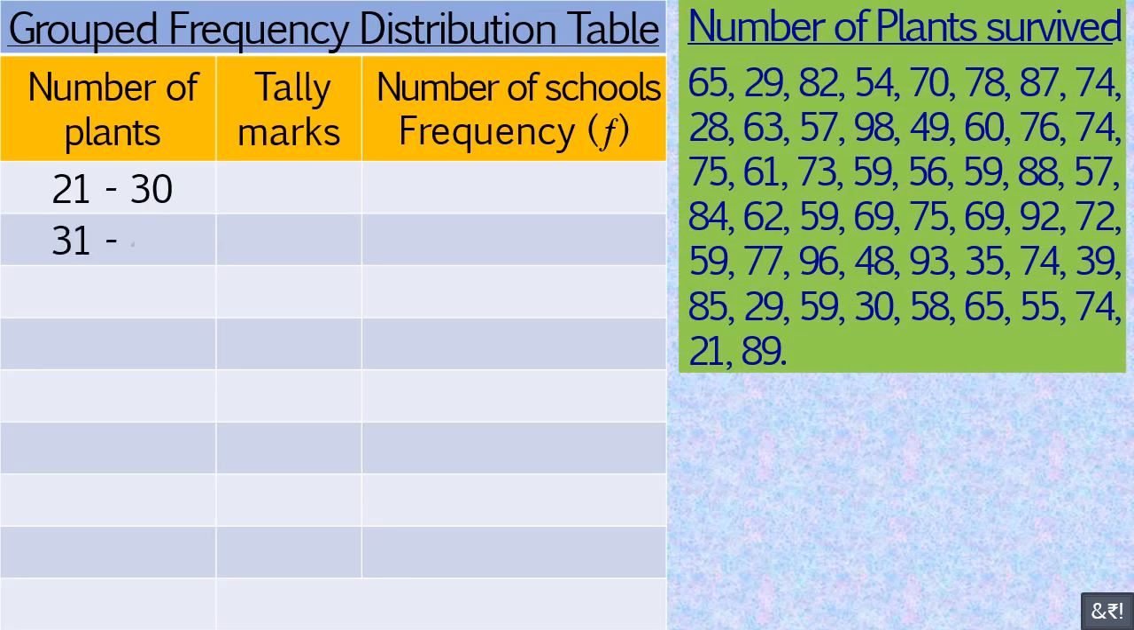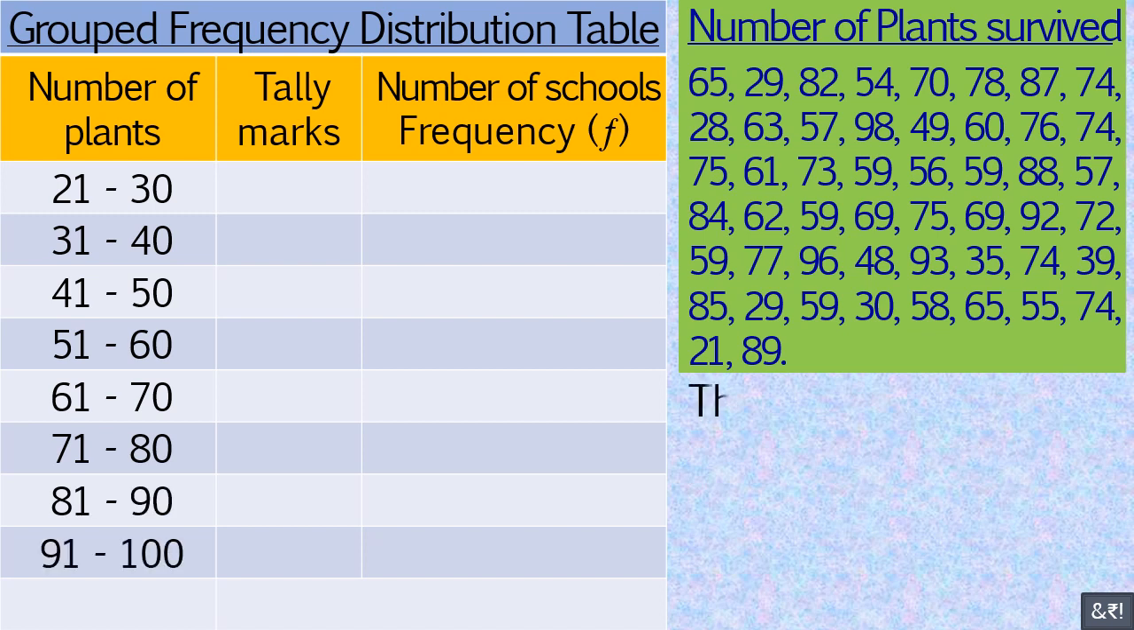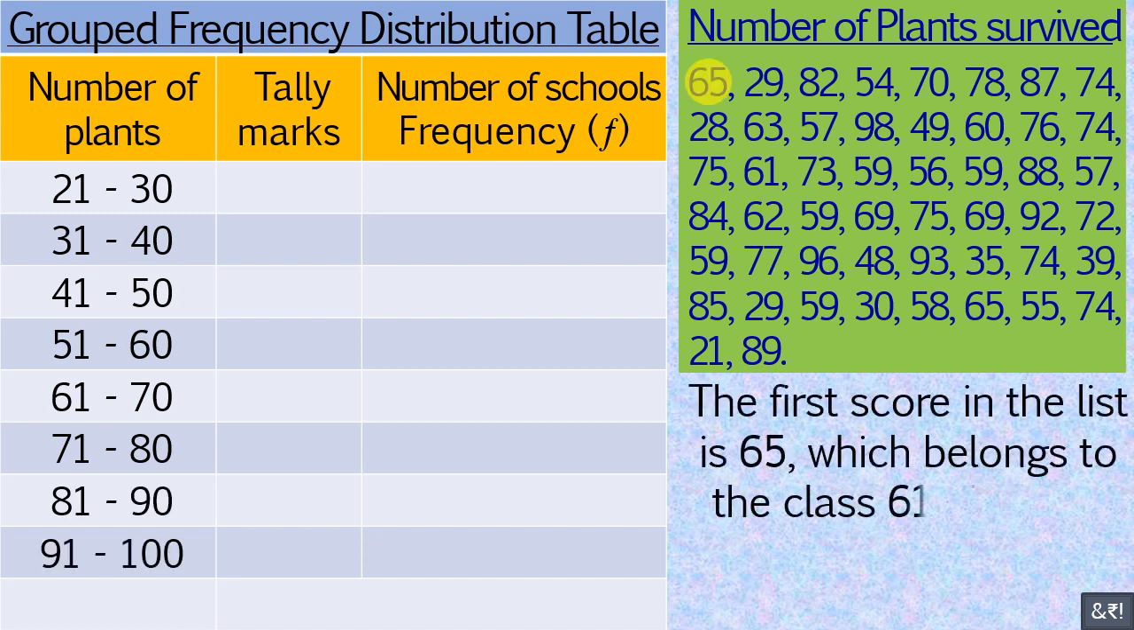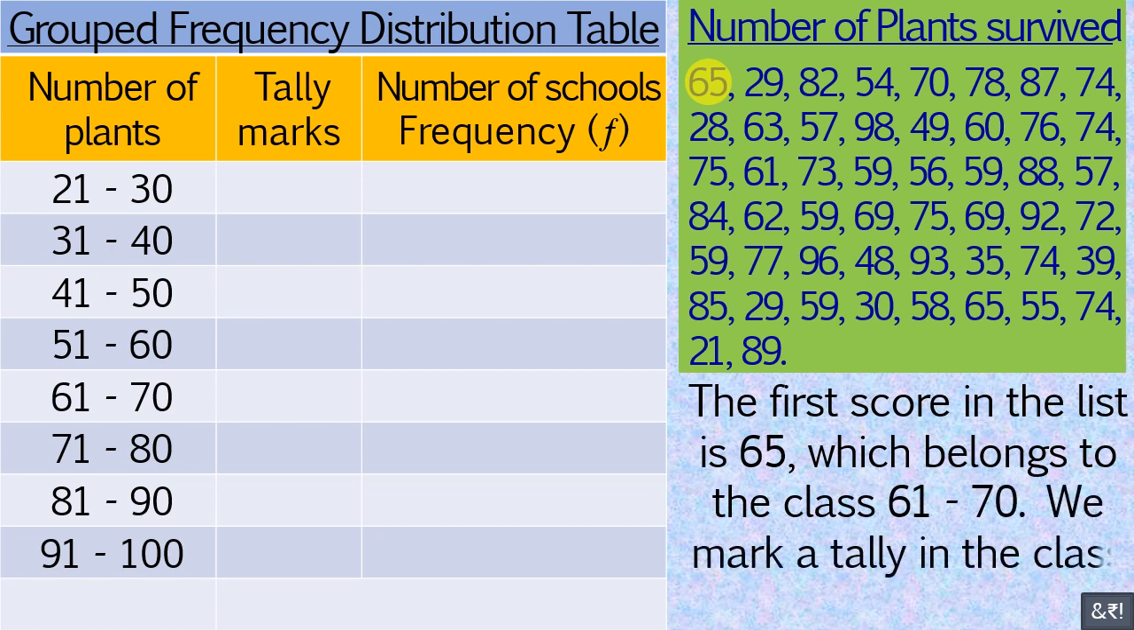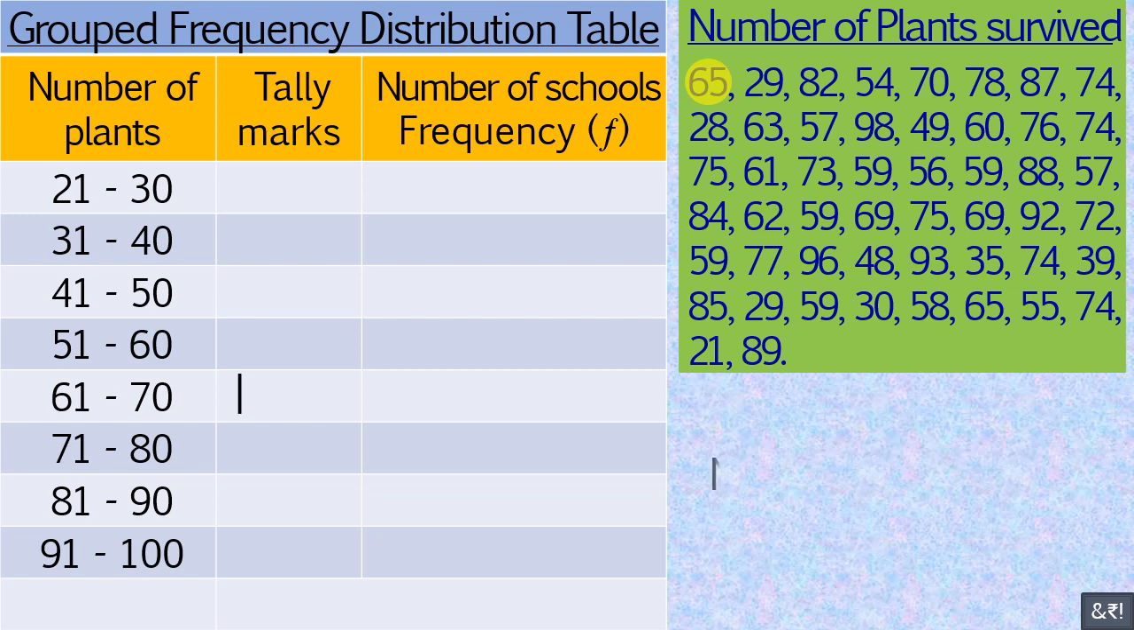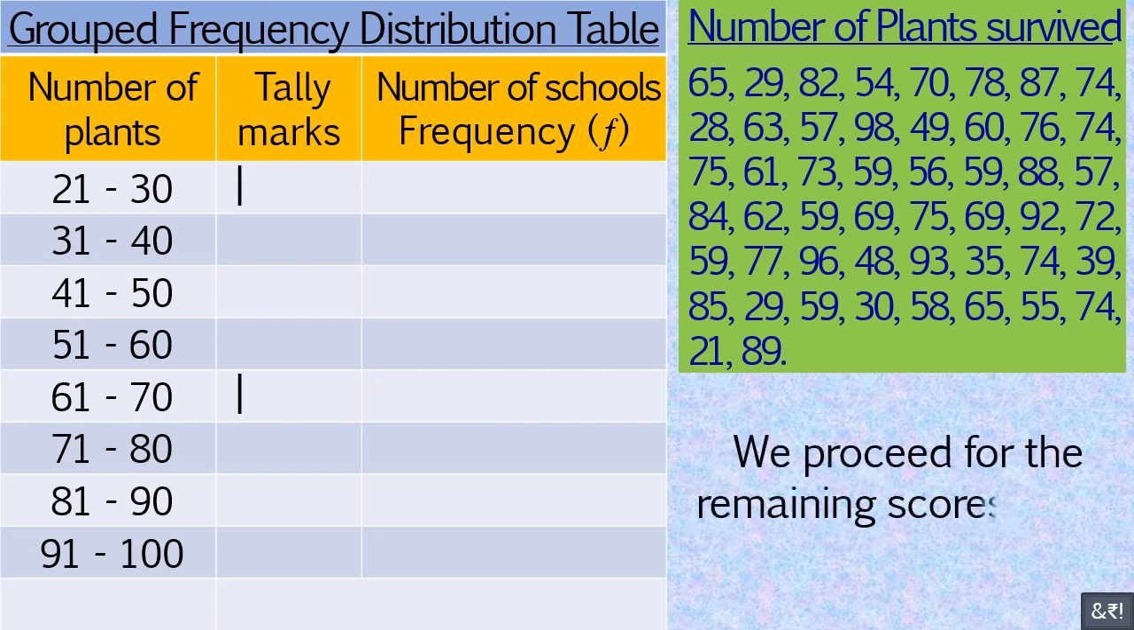Let us continue with our example. The first score in the list is 65, which belongs to the class 61 to 70. We mark a tally in the class 61 to 70. Next is 29. We mark a tally in the class 21 to 30. We proceed for the remaining scores in the similar way.